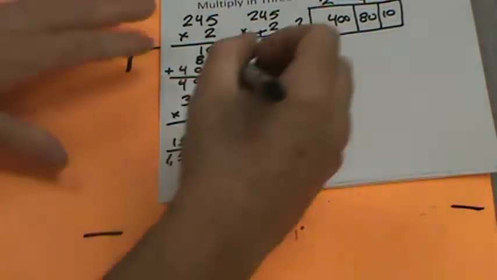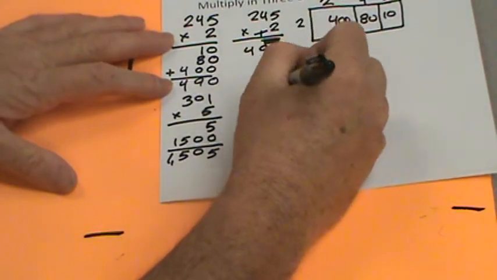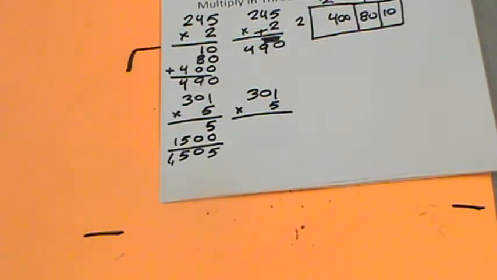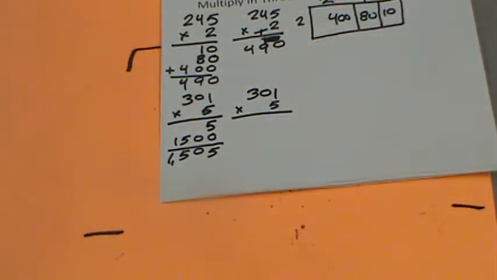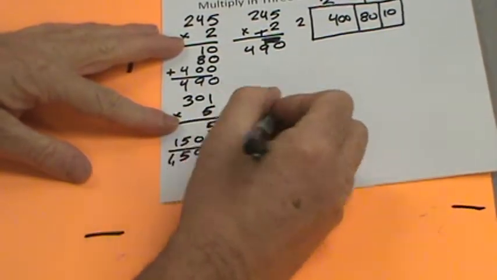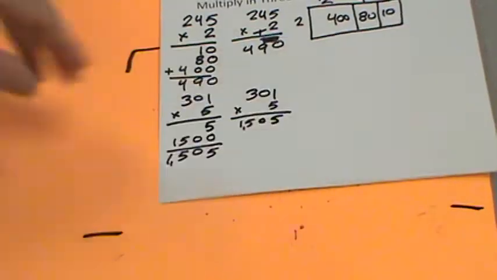Let's go over to the standard algorithm. 301 times 5. If you're comfortable with this, please do it on your own and then just double check with Mr. Leggett. 1 times 5 is 5. 0 times 5 is 0. 3 times 5 is 15. And there you have it.